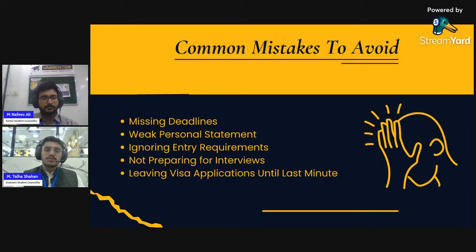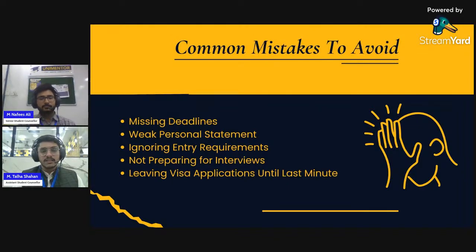So one of the common mistakes students make is that they miss their deadlines. UK universities have very strict deadlines, especially for competitive courses. So make sure you submit your application well in advance, and keep in mind the deadlines, like the deadline of CAS issuance and the deadlines of all the documents that you have to submit to the university. So you have to mind the deadlines.